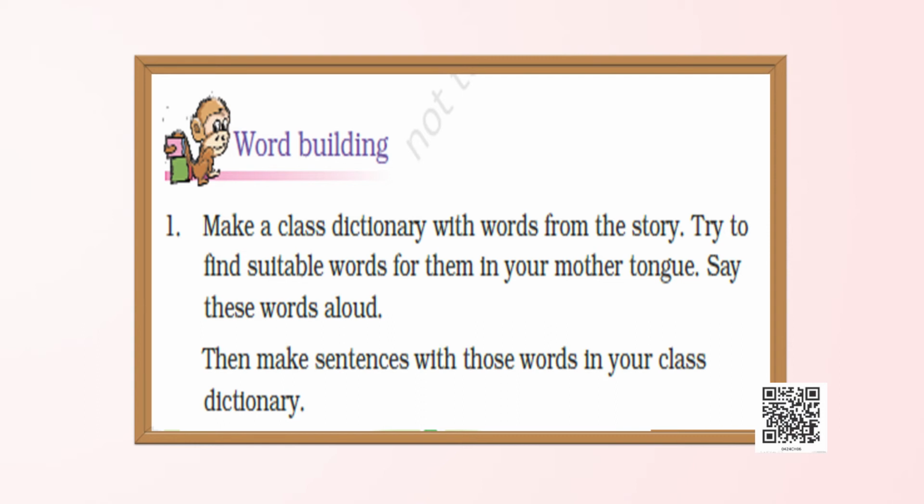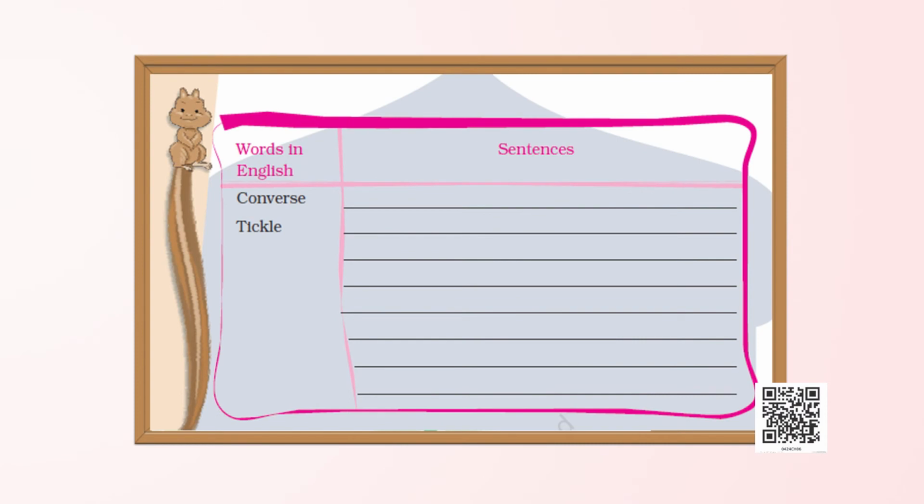So, keeping that activity in the mind, they have given you a column where they have given two words, converse, tickle. So, find the meaning of the word converse and write the meaning, and you have to frame a sentence. If you know the meaning of that only, you can write the sentence. So, find the difficult words and write their meaning and frame the sentence. So, this you can do it on your own.